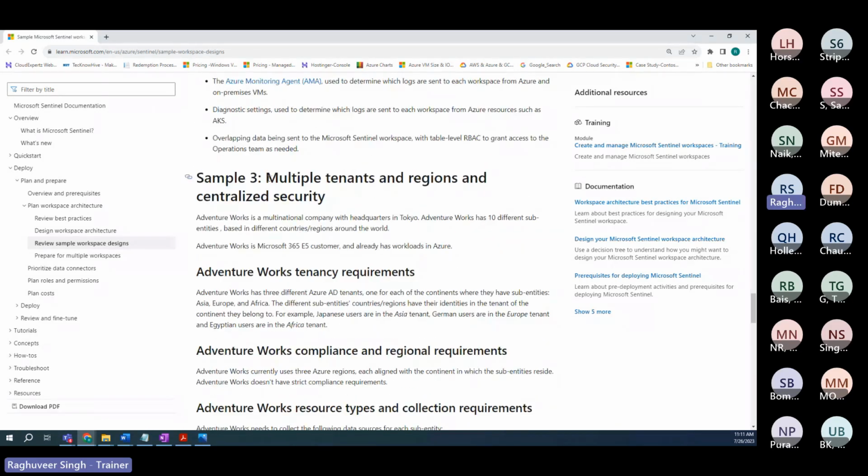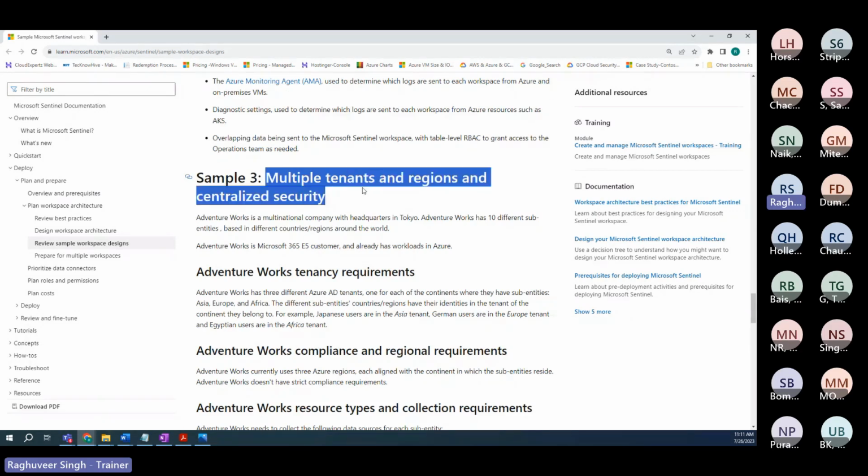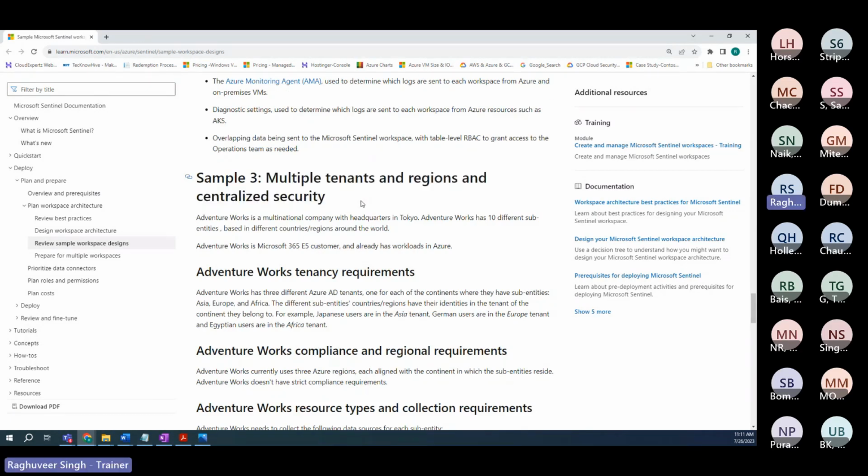My third sample is multiple tenants and regions and centralized security. So multiple tenants, multiple regions, which means my company has offices across the globe. And we have done multiple acquisitions in the past. So multiple tenants. We in fact have AWS and GCP also. And we have on-premises log sources also. But my team is centralized.